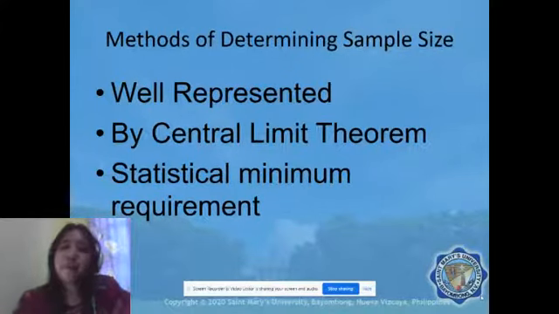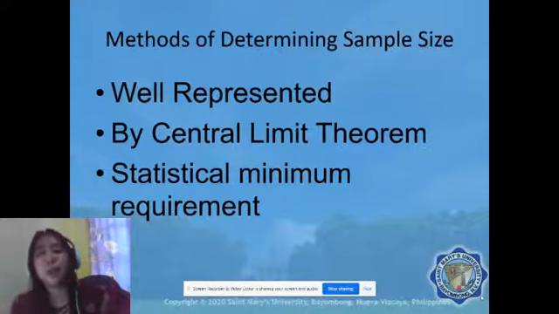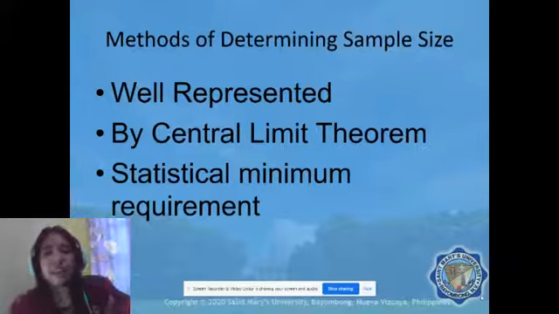And also, you can make use of the central limit theorem, wherein, as much as possible, the sample size is 30. Because the central limit theorem states that a sufficiently large sample size in statistics is 30.